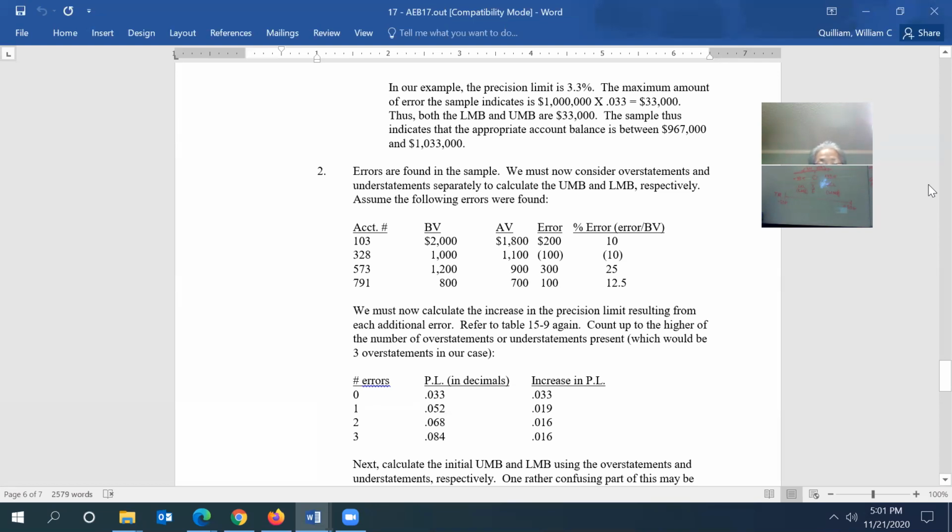Now, let's look at the next scenario where there are errors. By the way, if there are errors, that's going to push these misstatement bounds out. So these misstatement bounds will be pushed out. It might be more likely, therefore, that one will be greater than tolerable misstatement. I will show you how.